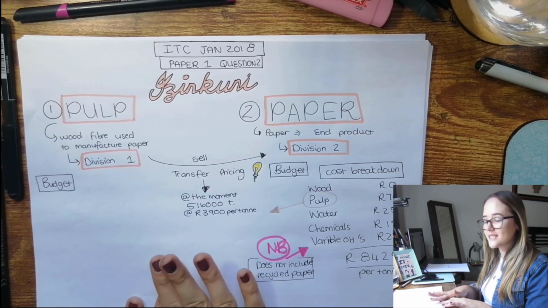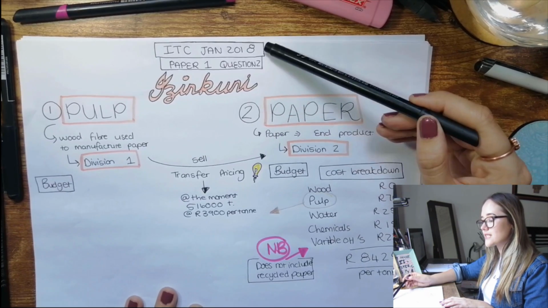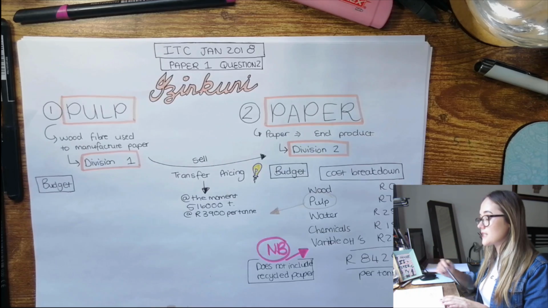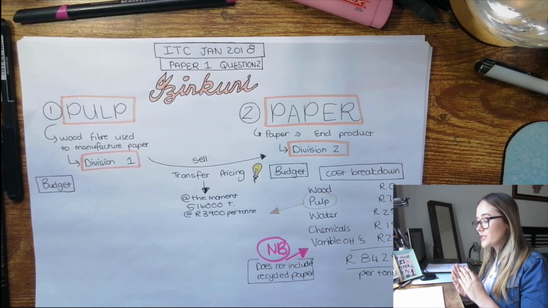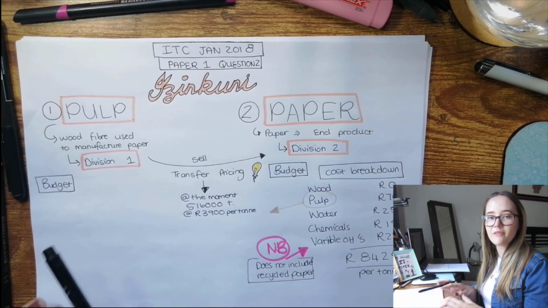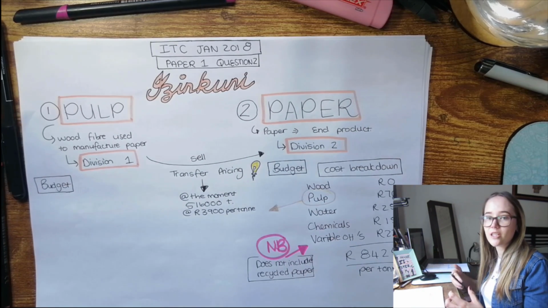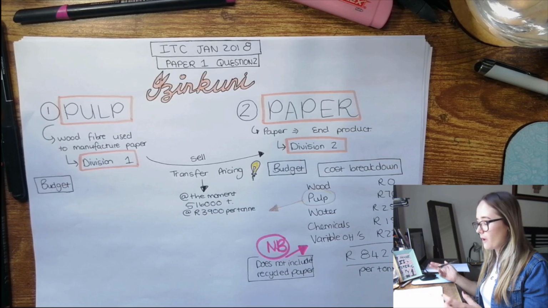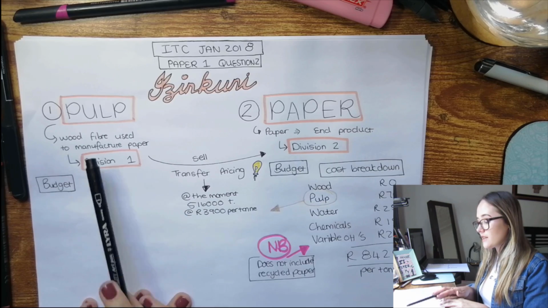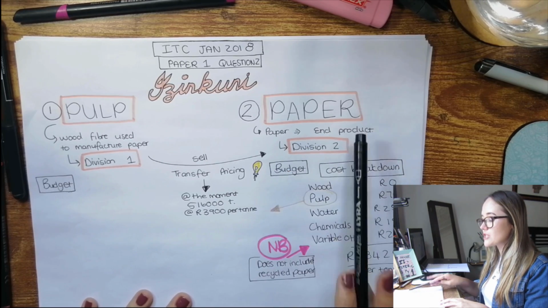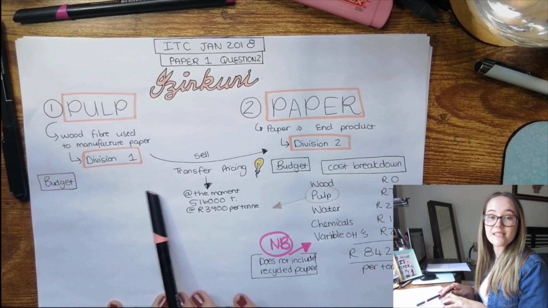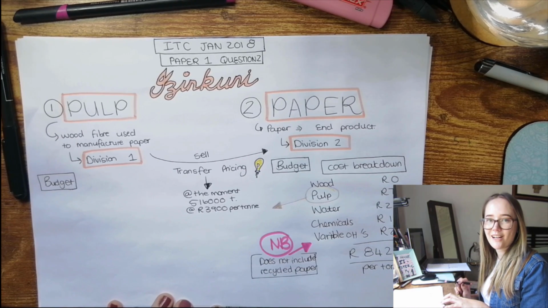If we look at the ITC question paper, remember I'm looking at ITC of Jan 2018, paper 1, question 2. Okay, so I'm looking at Izinkuni. If you go and read the question, they have two divisions. They have a pulp division and a paper division. The pulp division makes the pulp, the paper division sells the paper from using the pulp. So automatically we see there's this transfer pricing in between these two divisions, because the paper division would use the pulp from the first division, right?